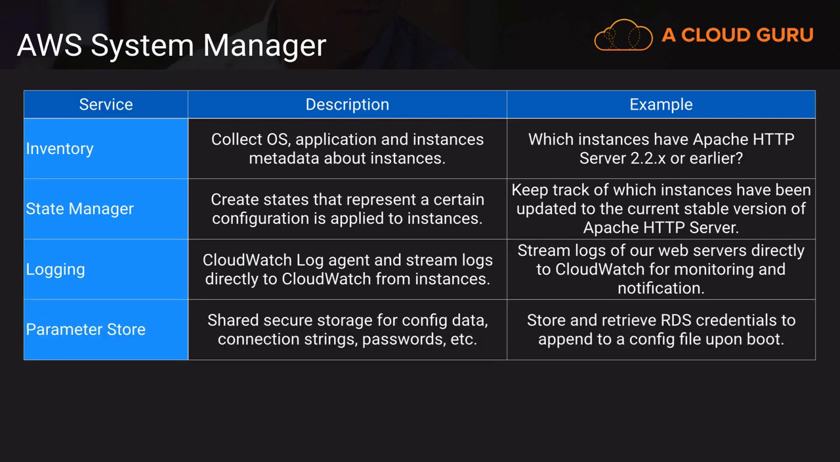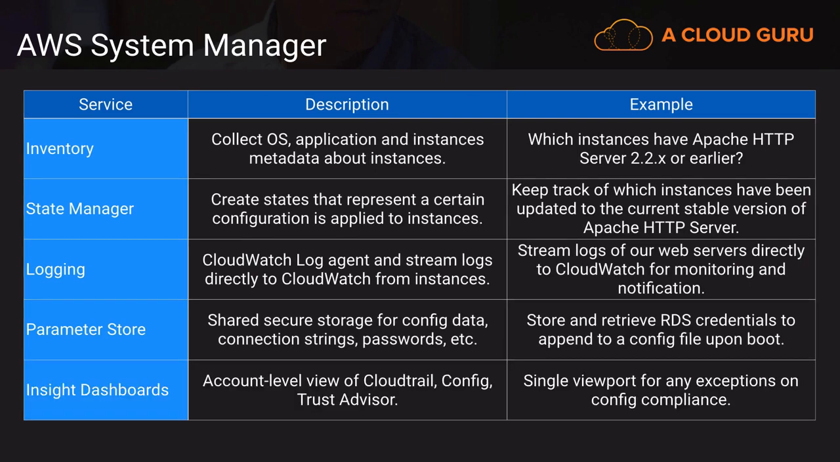We also have Parameter Store, and Parameter Store also integrates into Secrets Manager, if you remember from our security discussions. And Parameter Store is just a good way to store certain config data, connection strings, that sort of thing, so that you can reference it when you're either booting up or upgrading instances. And an example of this might be, maybe I have RDS credentials that I want to append to a config file upon boot.